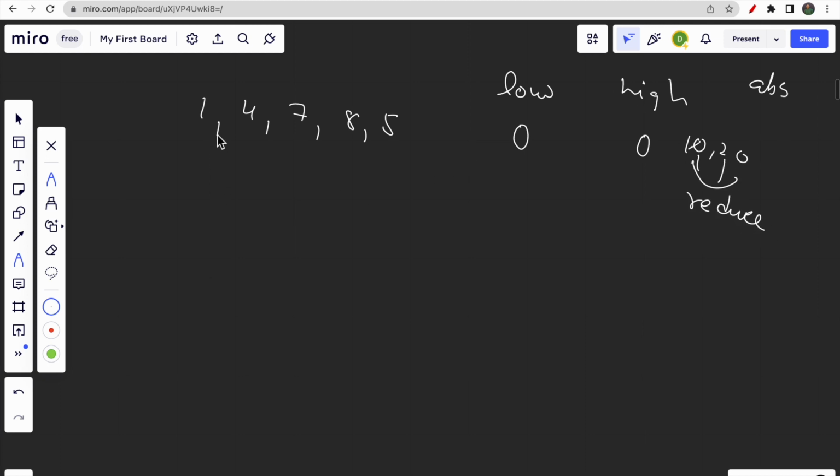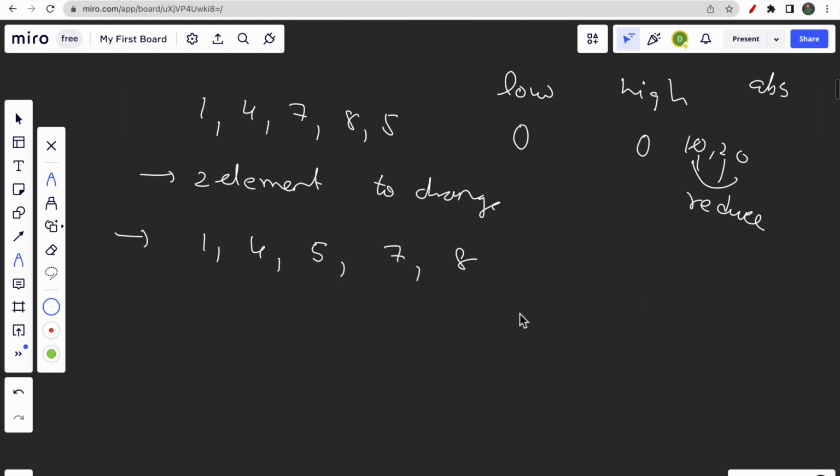Now in order to get the idea of which two elements to change, what we should do is first sort this. So after sorting, what we will get? 1 4 5 7 8. Got it? Now where will the difference be high? If you take the difference between the first element and the last element, this will always be high.